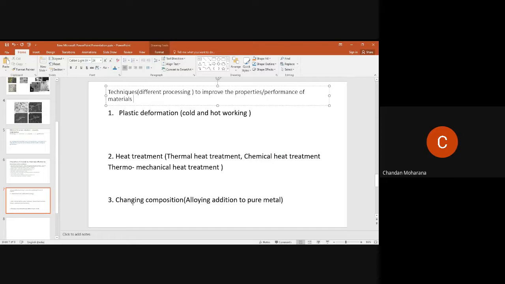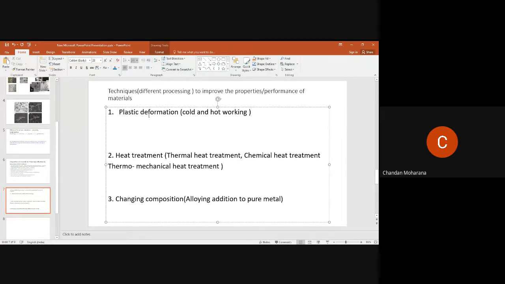So these are the three important topics. One is plastic deformation. That is, you can do cold working and hot working, right? This is one of the techniques by which we can enhance the property or performance of a material. Can anybody remember the difference between cold working and hot working?